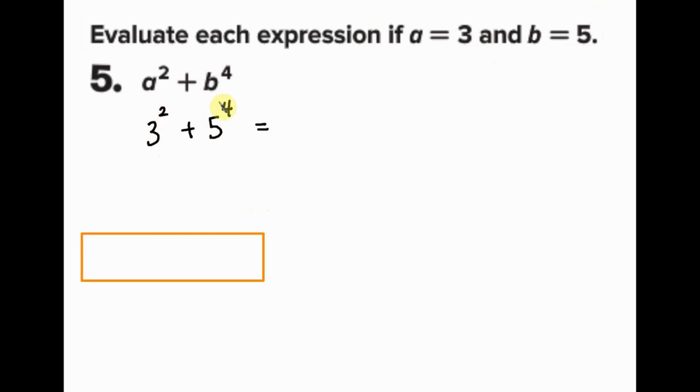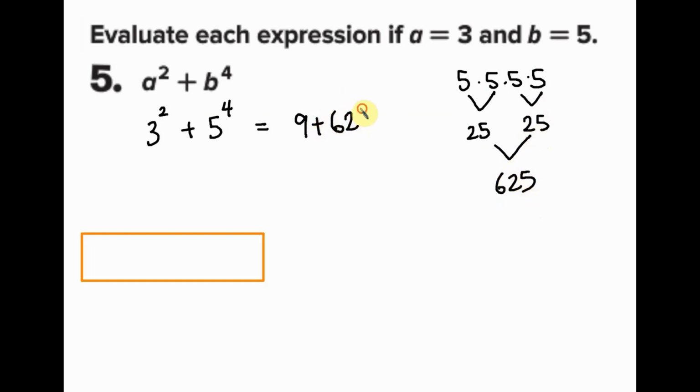So 3 squared, what happens if you have 3 times 3? If you're thinking about 6, it is not correct. 3 times 3 has to become 9, where 5 to the 4th power. So if you have 5 times 5 times 5 times 5, 5 times 5 is 25, and here's another 25. If I multiply like this, 25 times 25, that's 25 squared, which we will get 625. So 9 plus 625 becomes 634, and that's going to be my answer.